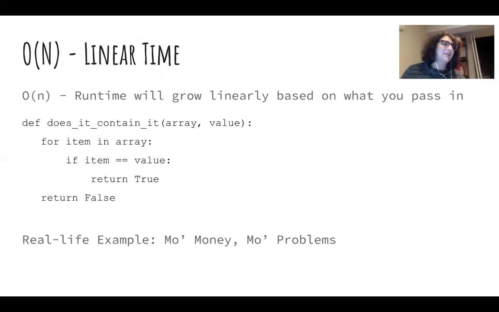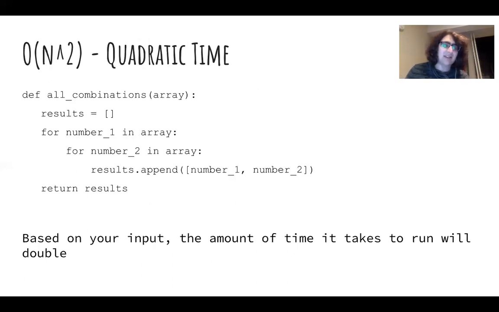Because constants, if you start measuring them in terms of astronomical data sizes, don't make that much of a difference. So in this example, 2 loops that just run one after the other, the big O notation would still be n, even though there are 2 loops happening, because we're just measuring, okay, if we pass in one large data set, this is how it grows.